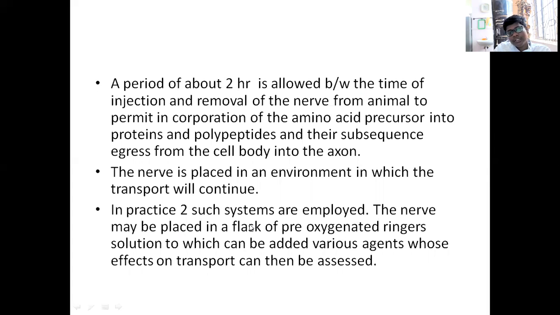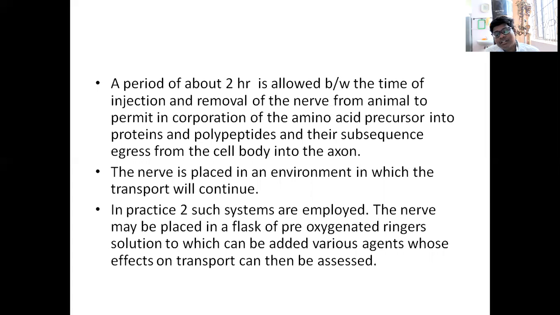A period of about 2 hours is allowed between the time of injection and removal of the nerve from the animal to permit the incorporation of the amino acid precursors into the proteins and polypeptides and their subsequent egress from the cell body into the axon. The nerve is placed in an environment in which the transport will continue. In practice, 2 such systems are employed.